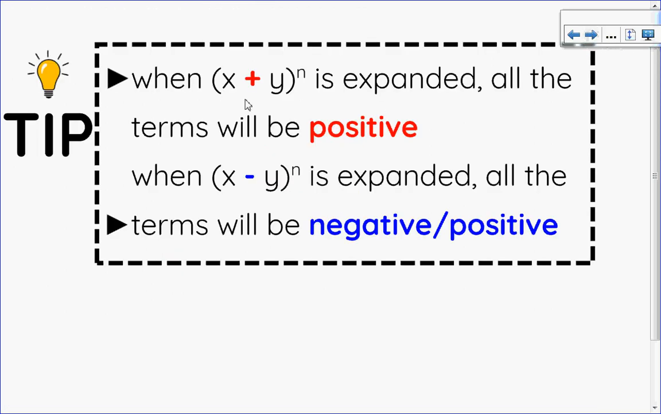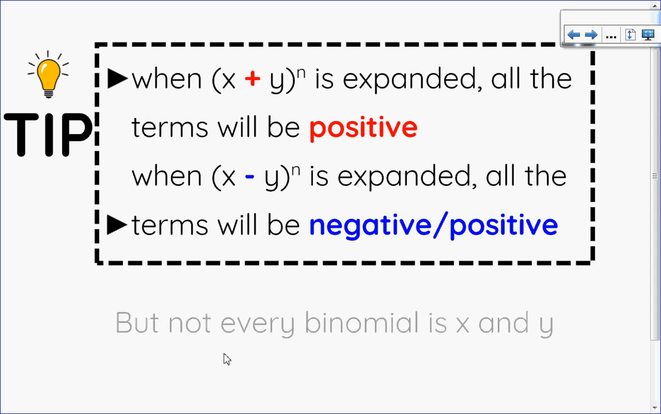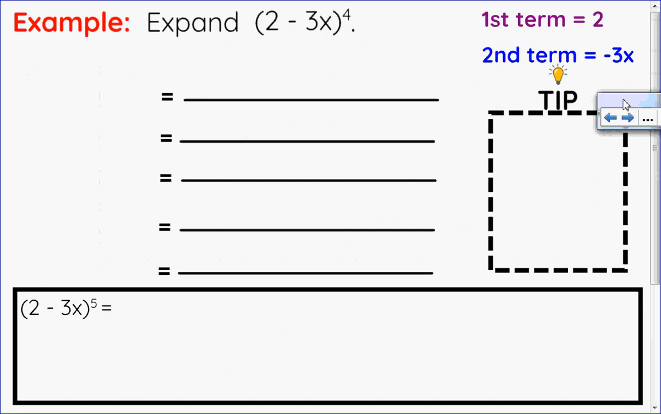Now looking at this, when I have x plus y to the n and I expand it, all my terms will be positive. But when I have x minus y and I expand it, my terms are going to alternate between negative and positive, depending on the exponent. Remember, when you have a negative number raised to an even exponent, it will always be positive. Now, not everything that we expand in our binomials is x and y. X and y just really represent my first and second terms. So let's try an example like this.